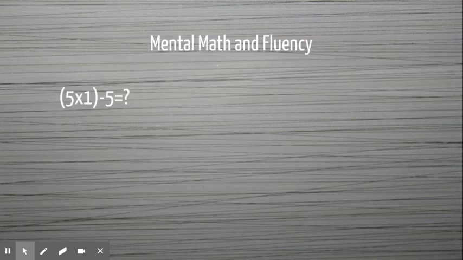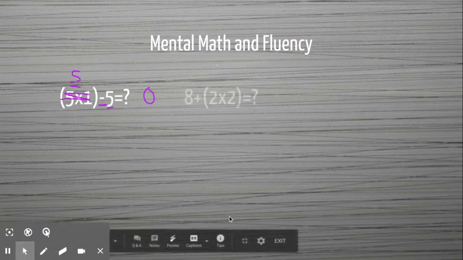All right, so we learned last week that when we see problems like this, we have to do the parentheses first. So I write in the answer for 5 times 1 because it's in parentheses, and that's 5. And then I subtract 5 minus 5. So I go from what this would be, and then I do what the rest of the problem says. So that is 0. Problem number 1 is 0.